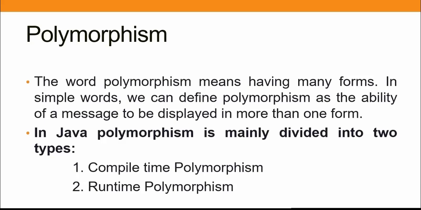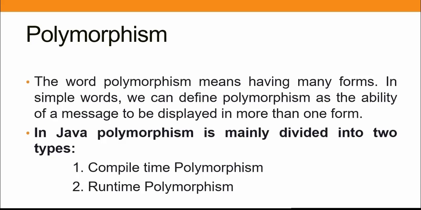So polymorphism has two types. The first one is compile time polymorphism. The other one is runtime polymorphism. Let us discuss compile time polymorphism first. We can also call compile time polymorphism static polymorphism, or we would say it is method overloading.